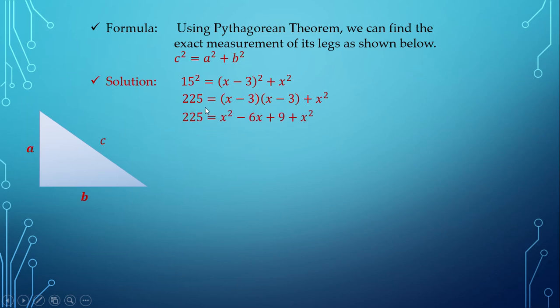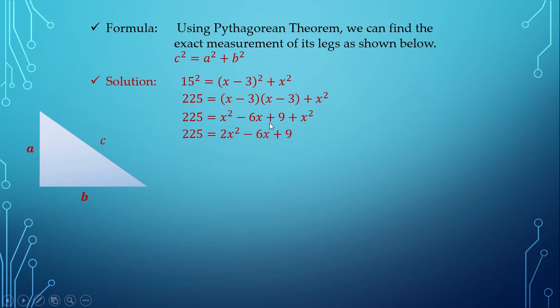Then we copy 25 equals. We get the product of the binomials x minus 3 and x minus 3 using the FOIL method. x times x is x squared, x times negative 3 is negative 3x, negative 3 times x is negative 3x. So negative 3x plus negative 3x is negative 6x. Negative 3 times negative 3 is positive 9, the product. Then we copy plus x squared.